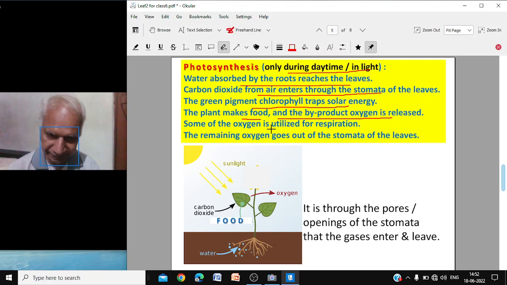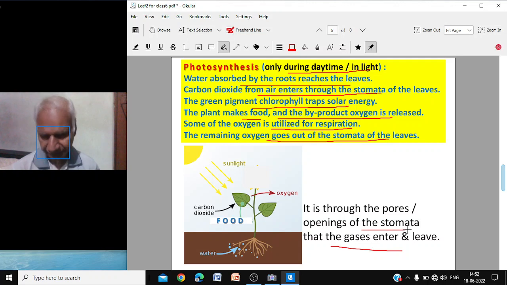Some of the oxygen gas may be used for respiration, and the remaining oxygen goes out through the stomata. So it is through the pores and openings of the stomata that gases enter and leave. That's the importance of the stomatal aperture. All gaseous exchange must take place through the stomatal opening or stomatal aperture.